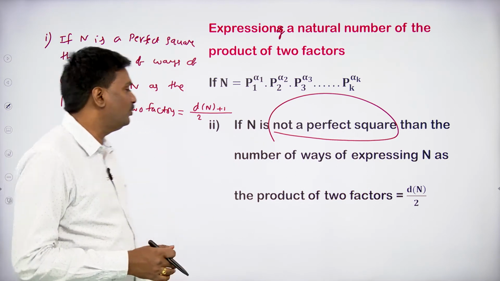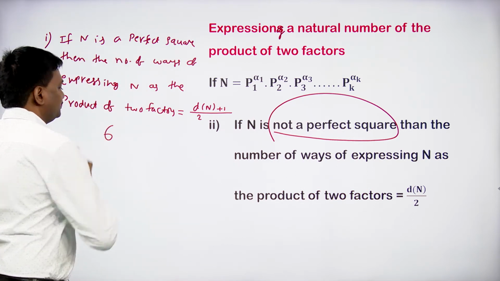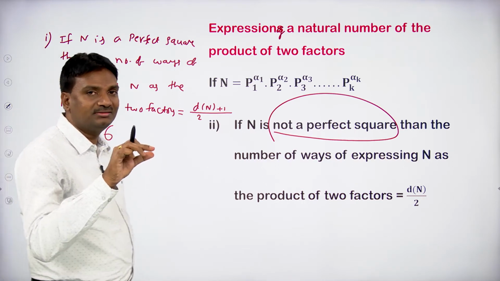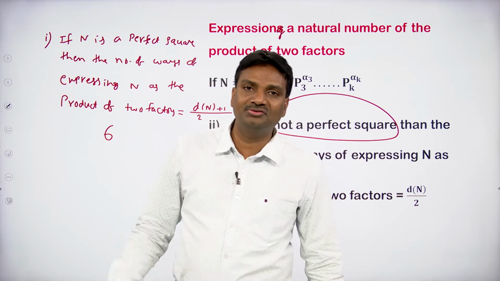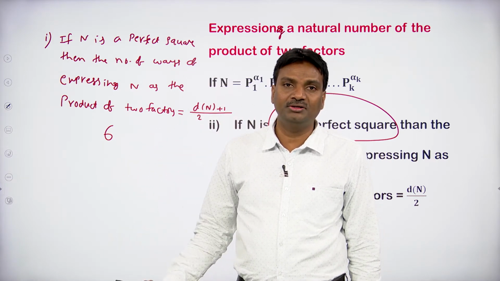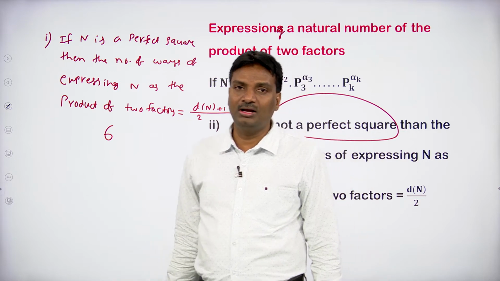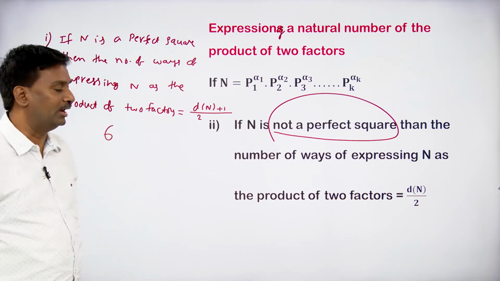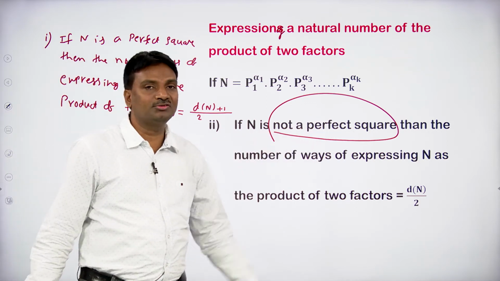So previously we have taken the number 6. Here we can express the number 6 as the product of two factors as 1 into 6 and 2 into 3. Let us check whether that is correct or not by using this formula. Here 6 is not a perfect square.